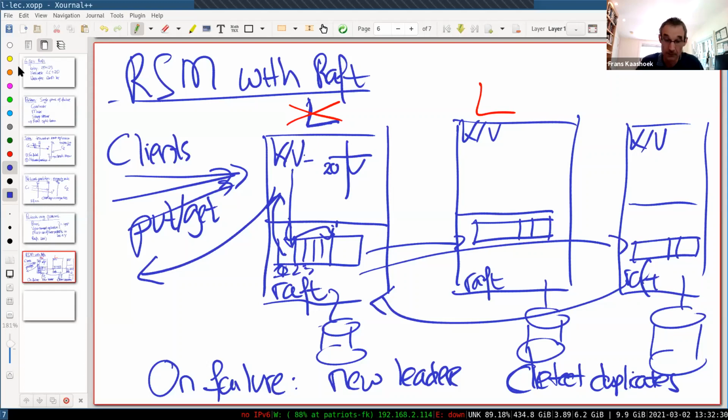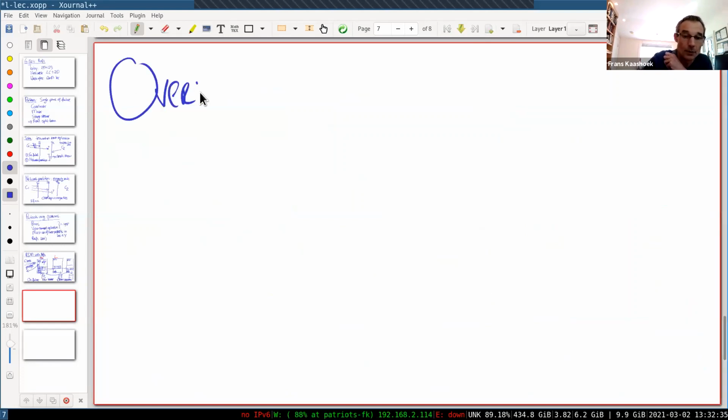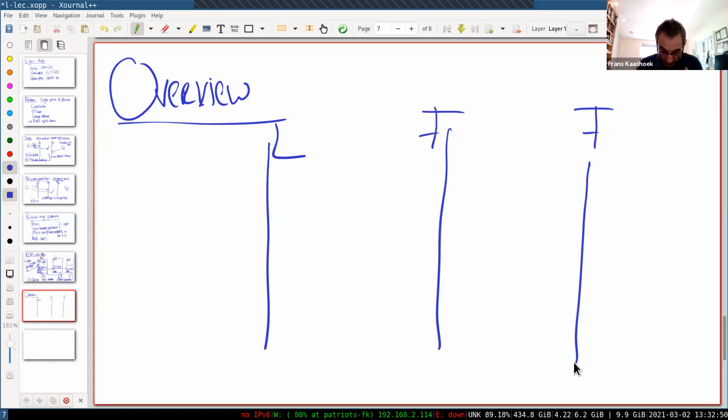Let's talk about it right now, and I'll go into more detail as we go. So a bit more of an overview of the protocol. The previous board was an overview of how you use Raft to build a replicated state machine. Now let's look at Raft itself in more detail. So here are some timelines. We got a leader, we got 2 followers. So we're running with 3. The client talks to the leader.